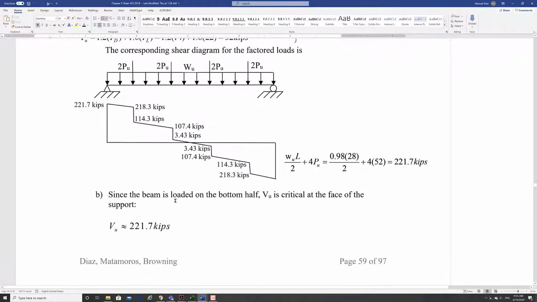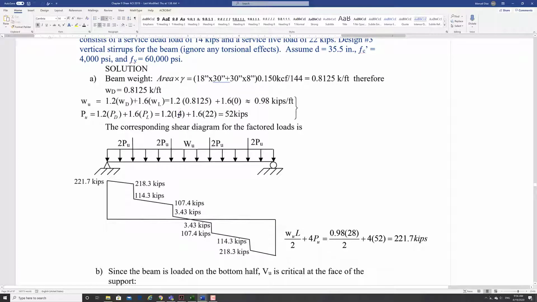Since the beam is loaded at the bottom of the beam, right? Then you are going to take the shear Vu right there where you are at the reaction, and not at a distance d. Now, if they give us a bearing width, right? Sometimes I give you a bearing width. In this case, I didn't, so you don't know what it is, and you're not going to do anything about it.